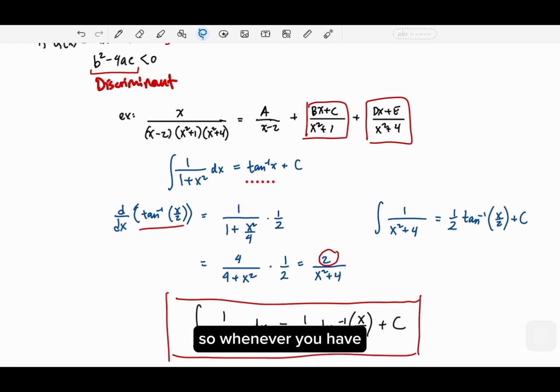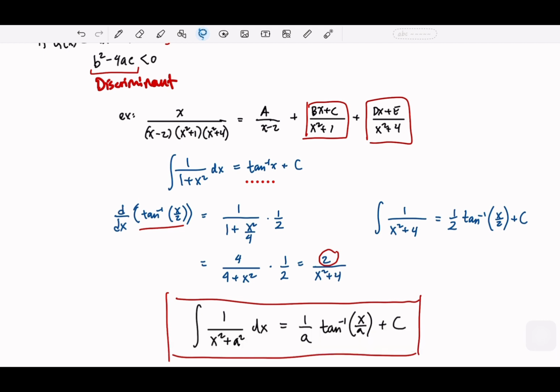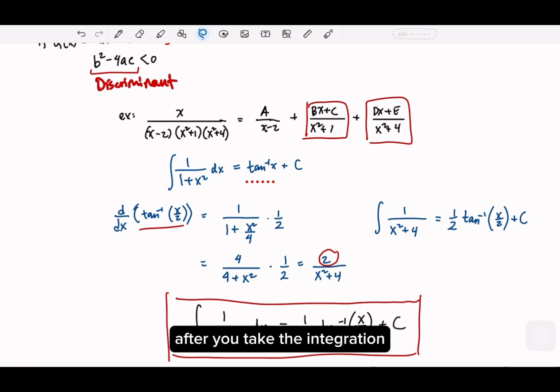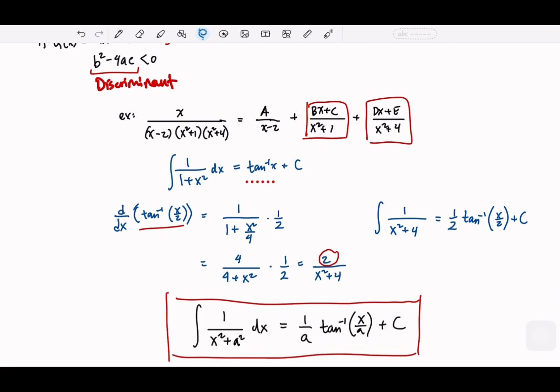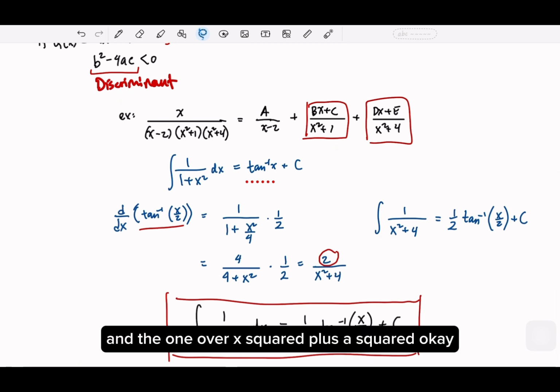So whenever you have something that is related to the tangent inverse, you can try first to derive, because derivative is sometimes easier than the integration. So my suggestion is every time after you take the integration, if it is still simple enough, try to derive again. If it is going back to the original one, then that will be your solution. So this is the relation between tangent inverse and 1 over x squared plus a squared.